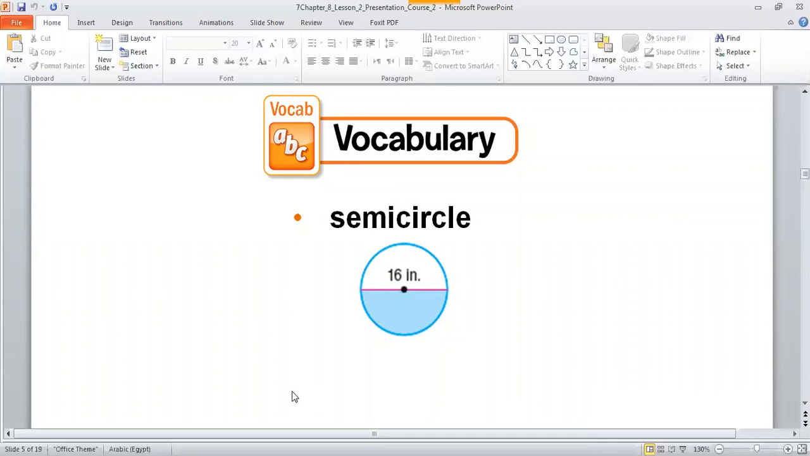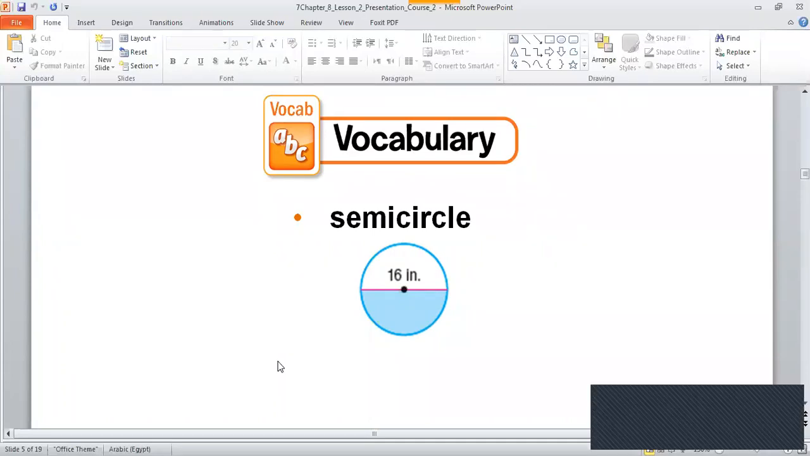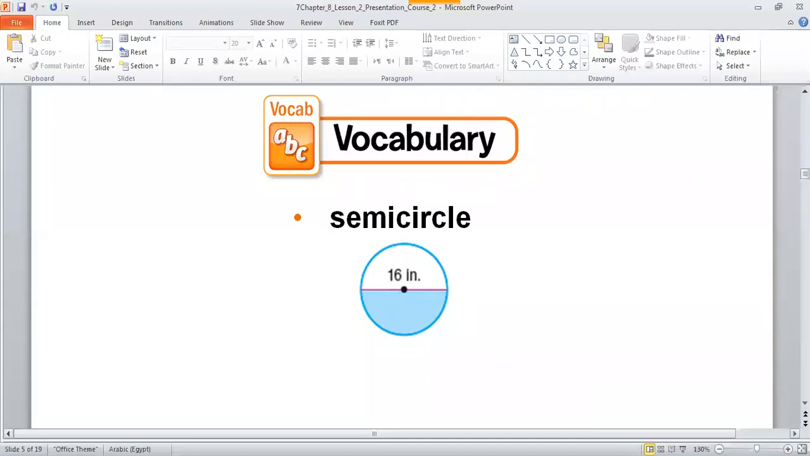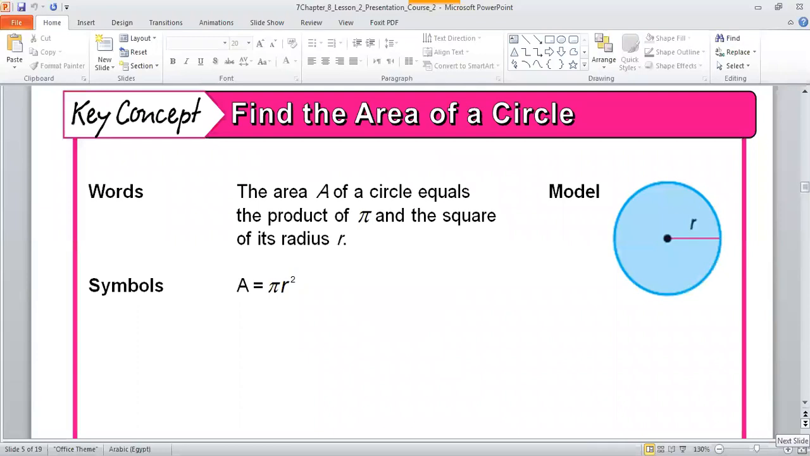2 times d. So the radius here will be half of the 16, right? Half of 16 is equal to 8. Okay. So we will need the radius. What will we do? We will divide this diameter, 16 inch, divided by 2. 16 divided by 2 is equal to 8.